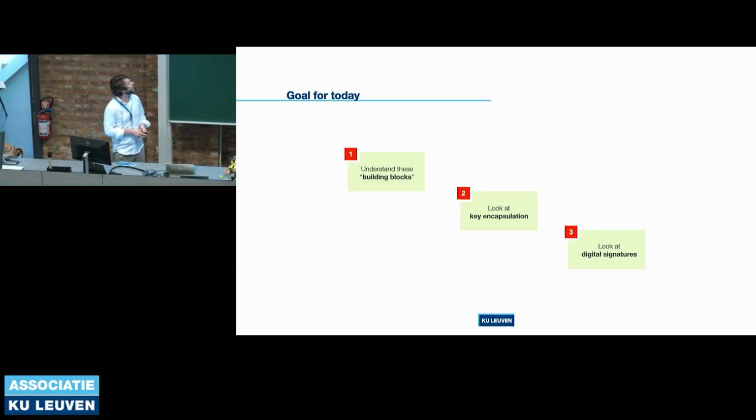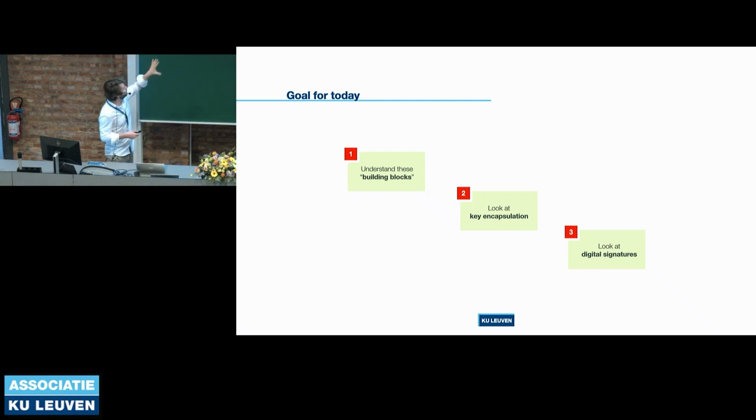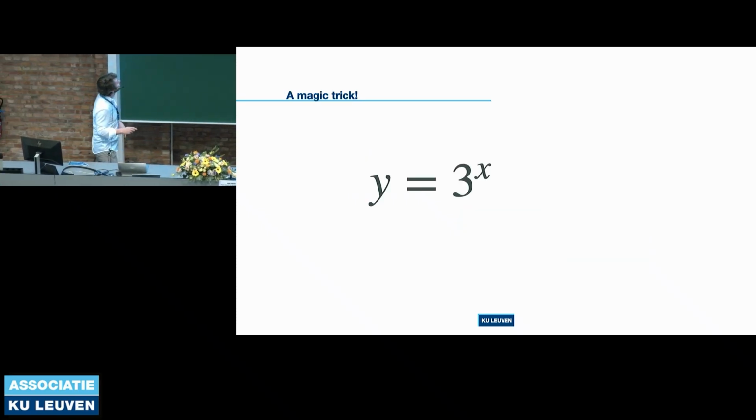Then we'll take a look at that first category that we saw that I called public key encryption, but we'll specifically look at key encapsulation. And then in the third part, we're going to look at digital signatures. This is also the moment where we're going for the magic trick.